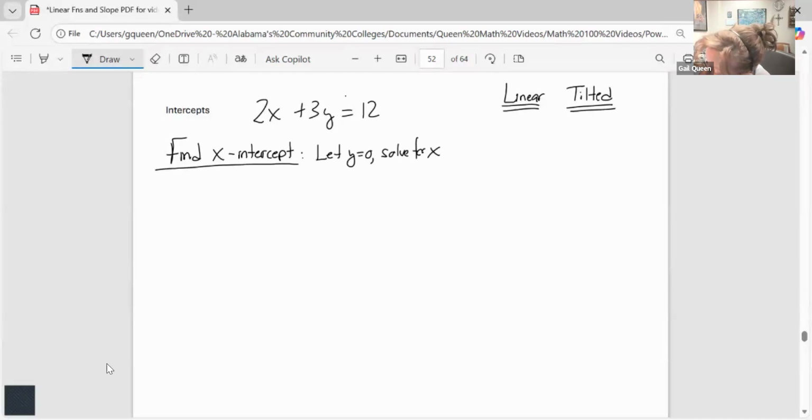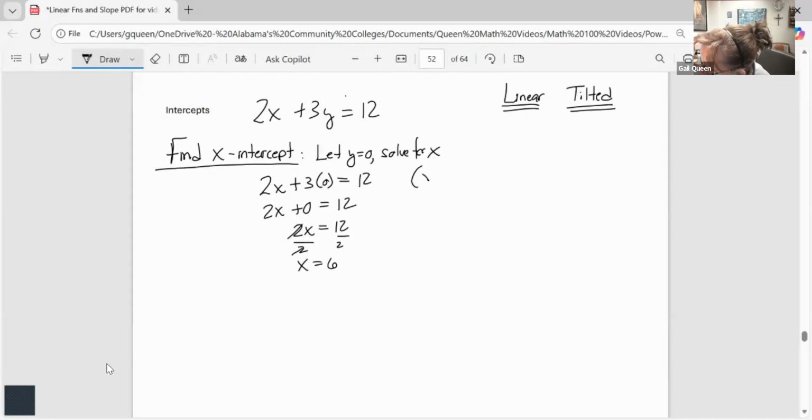All right, so in the equation, everywhere I have a y, I'm going to put instead 0. Well, 3 times 0 is 0, and 2x plus 0 is 2x. So I get 2x equals 12. Divide both sides by 2, and you get x is 6. So my ordered pair for my x-intercept would be that x is 6. That's what I found down here at the bottom. X is 6, and I let y equal 0, so the y coordinate is 0. So that's my x-intercept. What if it asked you to find the y-intercept?